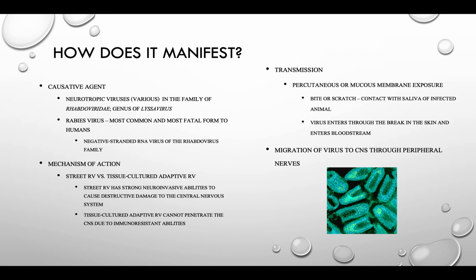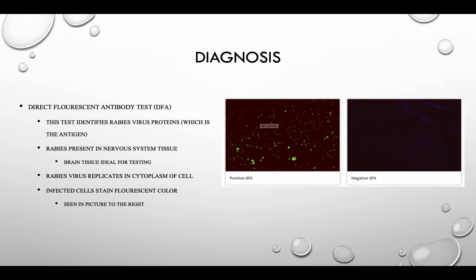The transmission is percutaneous or mucous membrane exposure. So once you are bitten or scratched and your body has contact with the saliva of an infected animal or vector, that saliva and infection is going to travel through the break in the skin, enter your bloodstream, enter your nervous system, and ultimately travel through your peripheral nerves and infect your brain. So this is really the basic broken down pathway that it's going to take throughout the body. And that is ultimately what is going to manifest and how it is going to be fatal.